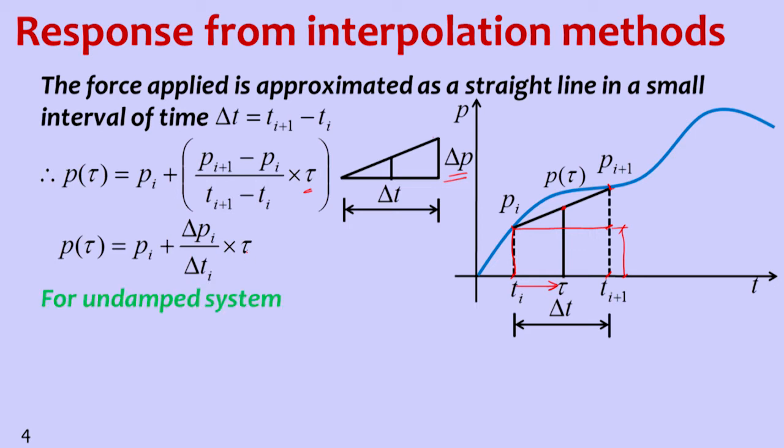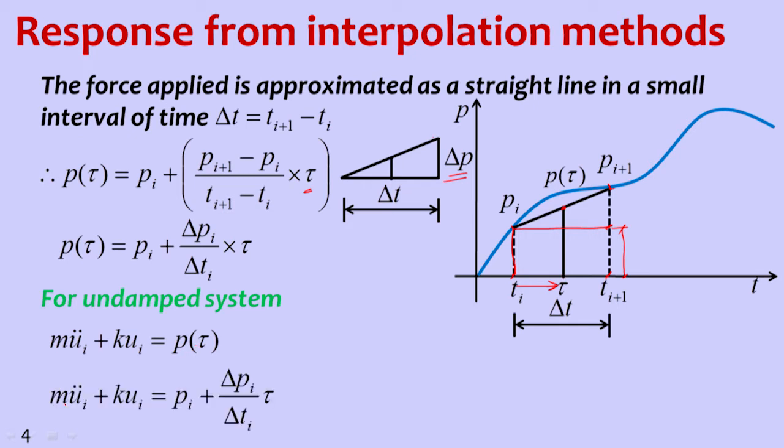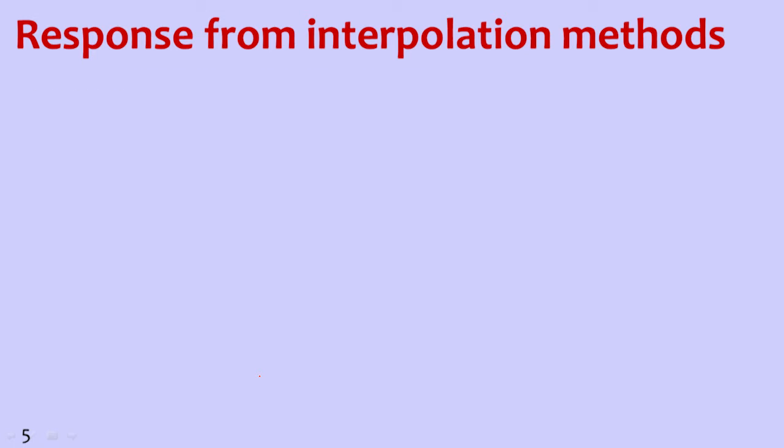Now for an undamped system, if this is a force, how do we apply it? m u double dot at i plus k u at i should be equal to p tau, where this is a tau in between. So m u double dot plus k u is equal to the p tau function, and that value we are substituting here: pi plus delta pi by delta ti into tau. Now how do you find the response of this system?